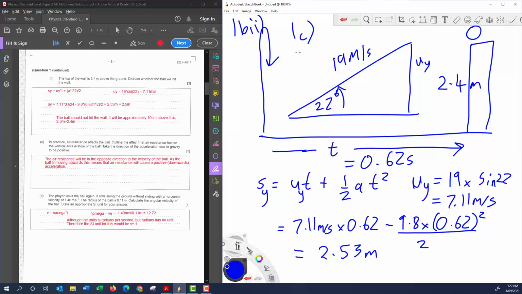So as the ball is moving upwards, this means that the air resistance would be downwards, which, as they've defined it, is a positive acceleration. So overall, the acceleration of the ball would be increased downwards. It would actually have a larger downwards acceleration because gravity is combining with this air resistance. Okay, so that's part C. Let's have a look at part D together.